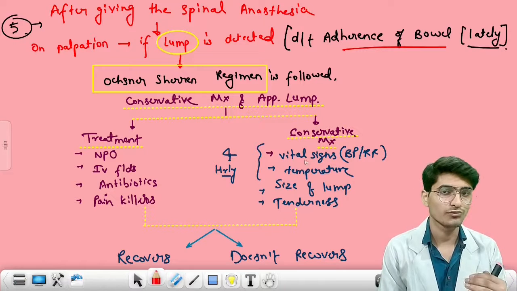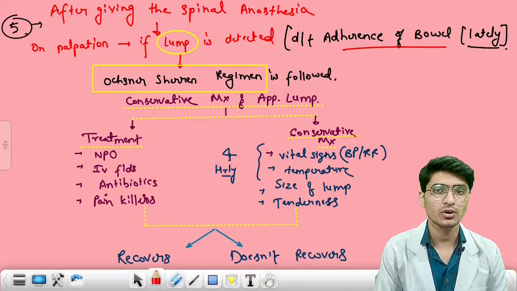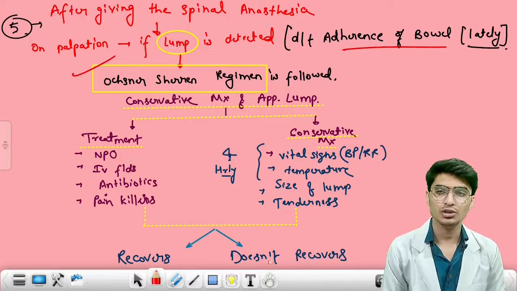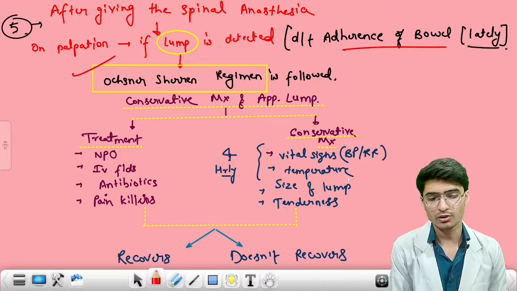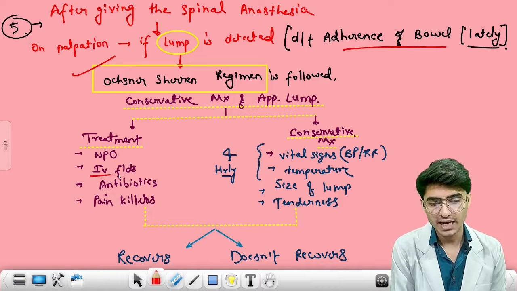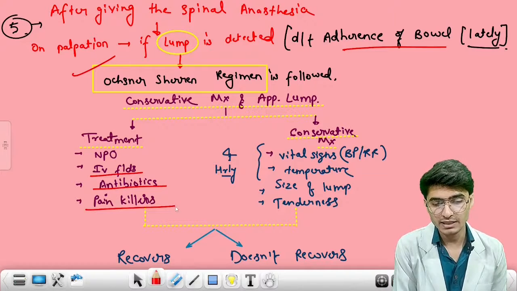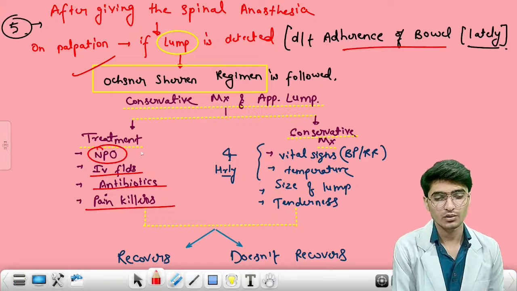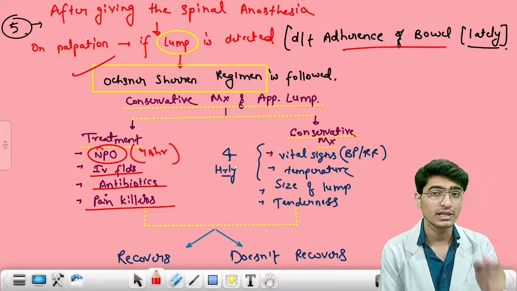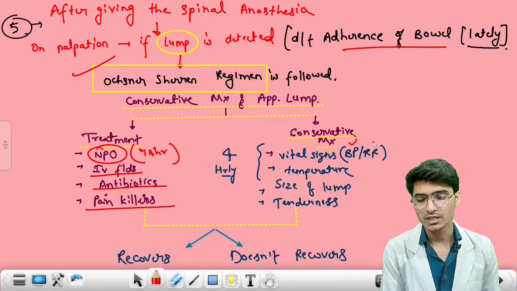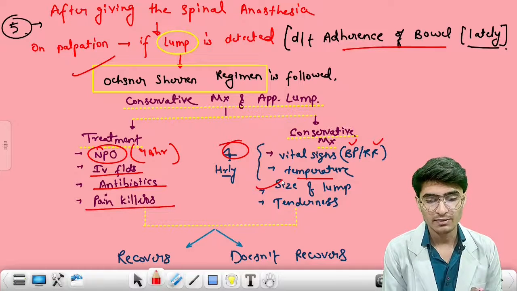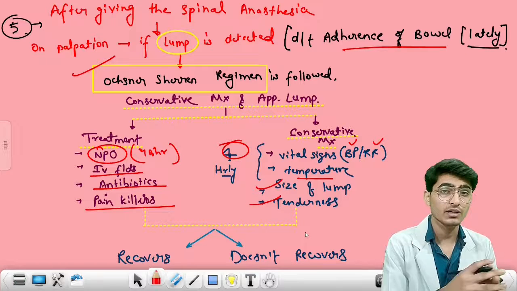Then we don't go for the surgery. For the management of a lump, we don't go for surgery. We will go for the Ochsner-Sherren regimen for the management of appendicular lump. So guys, we will go for conservative management: we give IV fluids, IV antibiotics and painkillers to the patient, and nil per oral for at least 48 hours. And we have to check the vitals of the patient, the BP, respiratory rate and temperature, 4-hourly, and whether the size of the lump is increasing or not, and whether the tenderness is increasing or not.